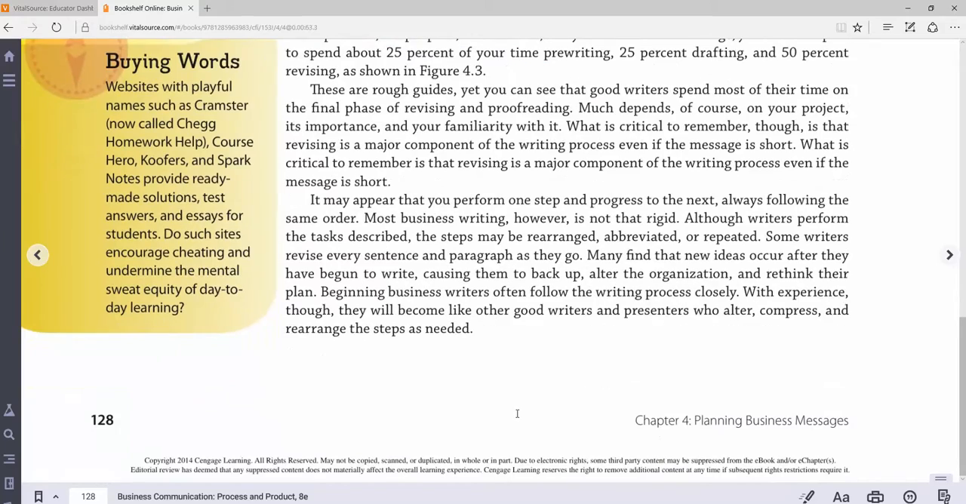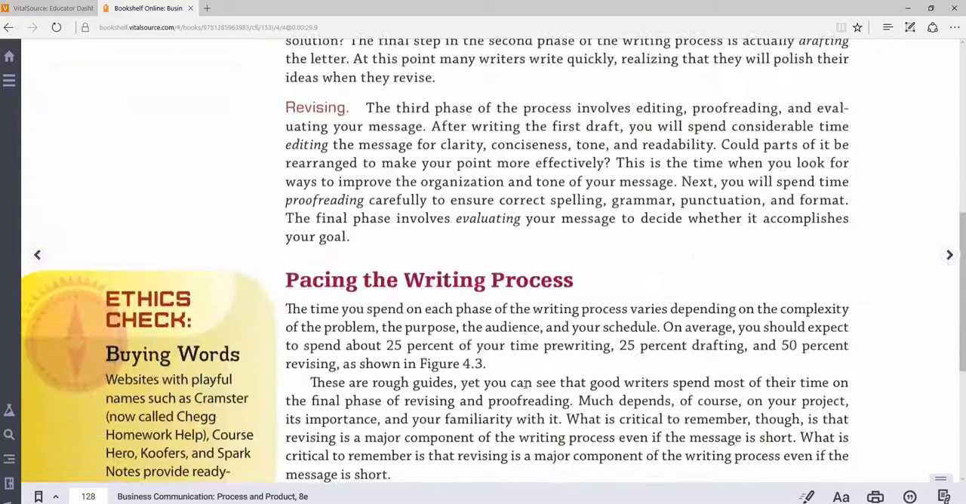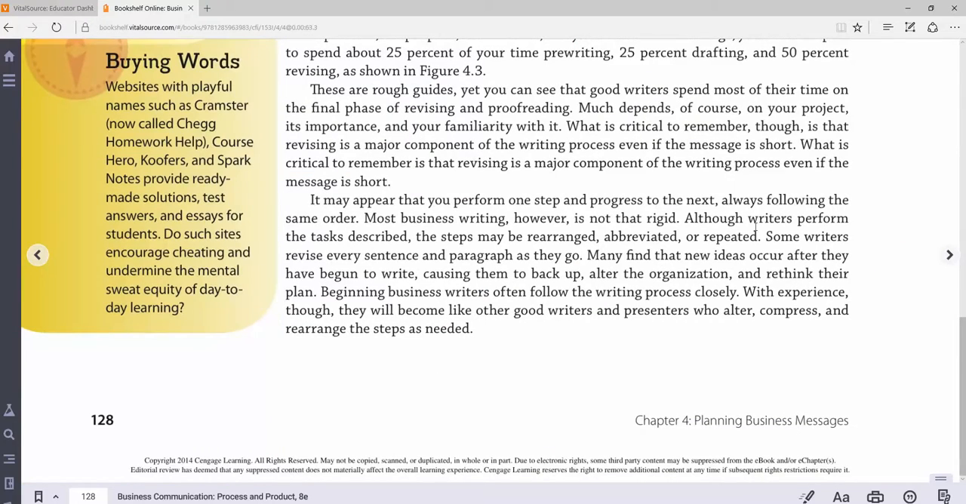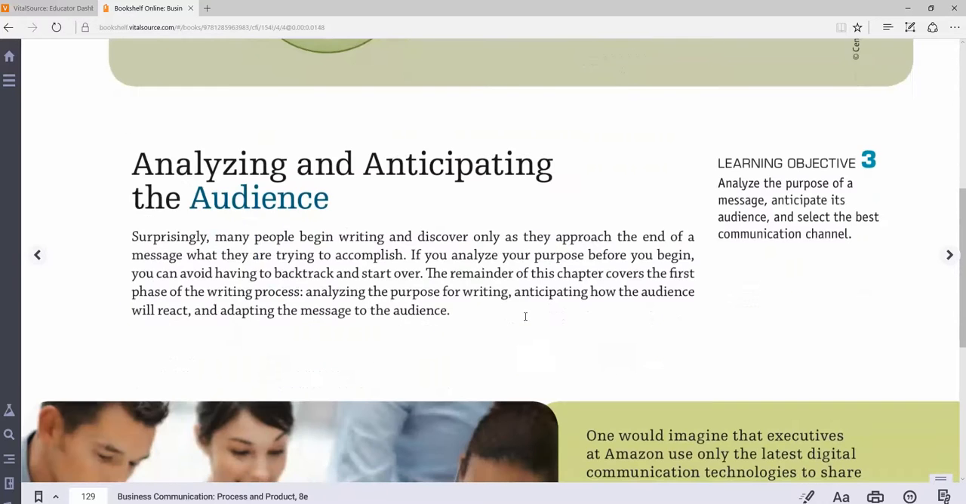Okay, now that is it for learning objective 2, but this is going to include learning objective 3 also. So here's the graphic, what we just said: pre-writing, drafting, and revising. You can look at this diagram. Analyze the purpose of a message, anticipate its audience, and select the best channel.